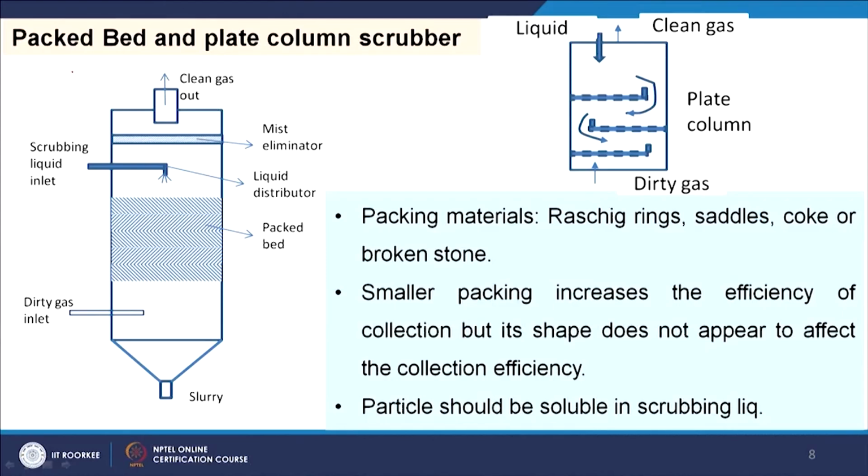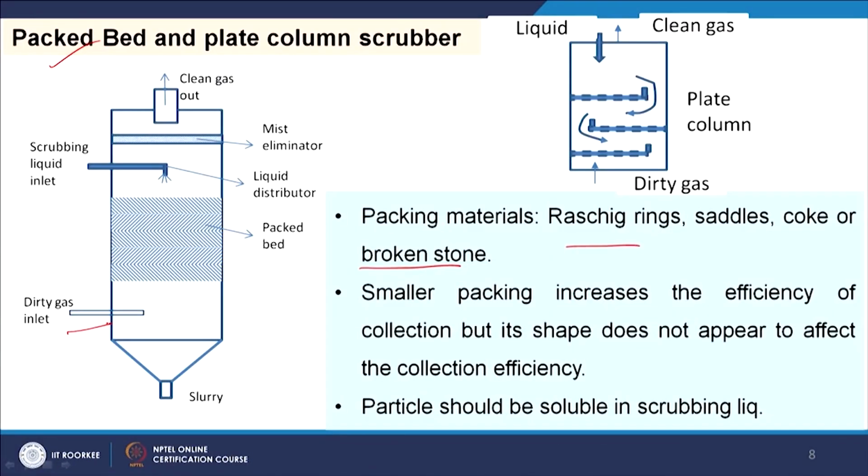Then the packed bed and plate column is another type of spray system also used. In this packed bed, a packing material is used, like Raschig rings, saddles, coke or broken stone. These are normally used for capturing the particulates. Dry gas comes in, clean gas goes up, and a spray system is there, but we have one packed bed. So, this is one type of design.